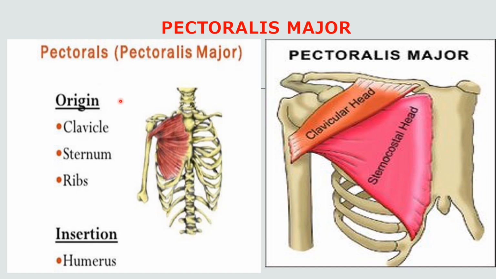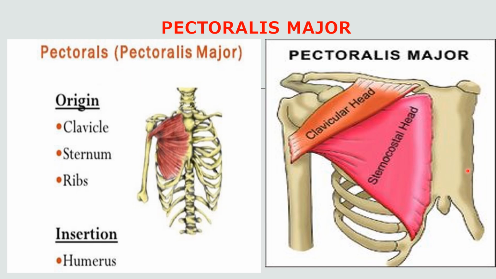Now let us discuss the origin of the pectoralis major. It has origin from the clavicle, sternum, and also from the ribs. So the clavicular head of the pectoralis major arises from the medial half of the anterior surface of the clavicle. The medial half of the anterior surface of the clavicle gives origin to the clavicular head. You might have studied this in the clavicle bone, the attachments.